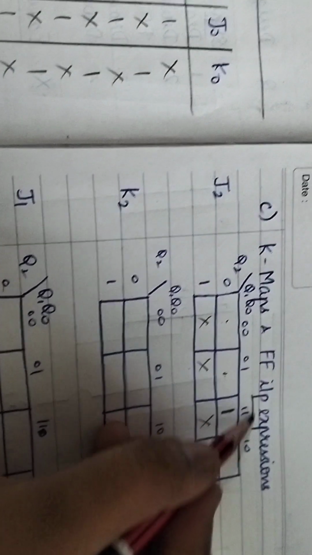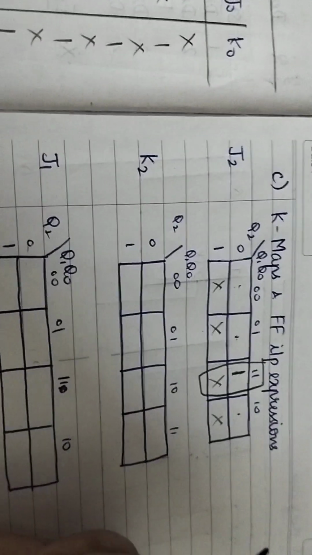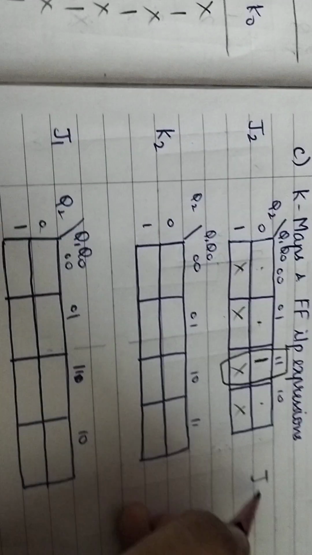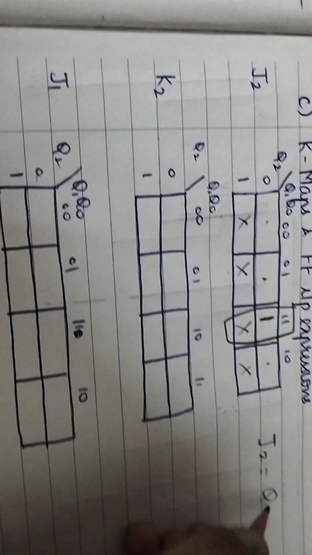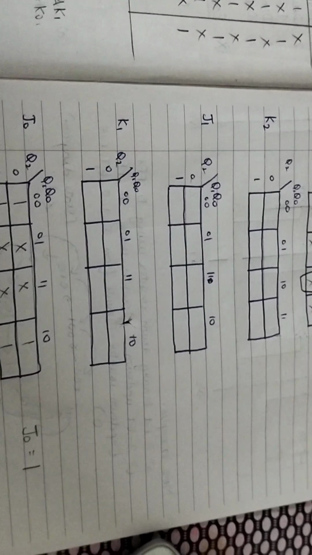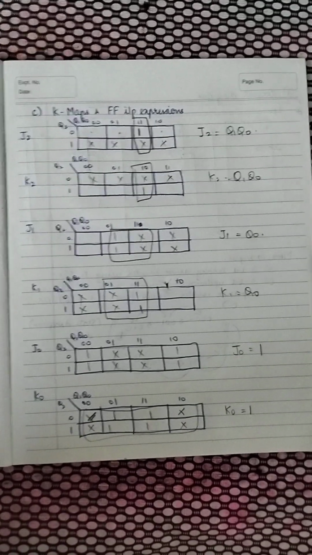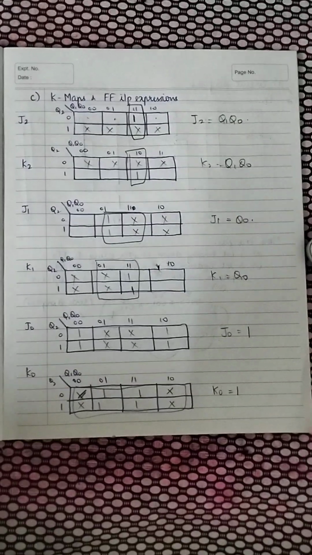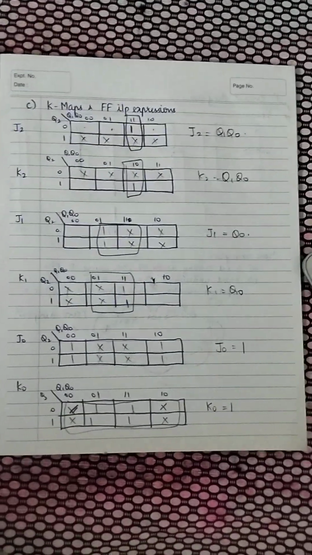Now we try to group. We can make this one group because ultimately this is what we need. So your expression for J2 is going to be Q1 and Q0 are both 1. So it is Q1, Q0. Similarly, we do the same thing for K2, J1 and K1. So when we have repeated the process for all the inputs, these are the expressions we get.